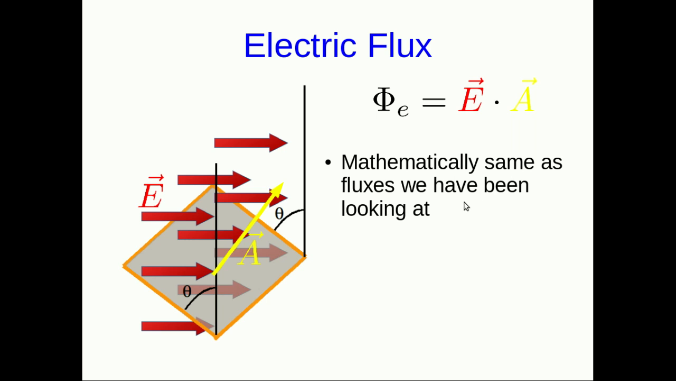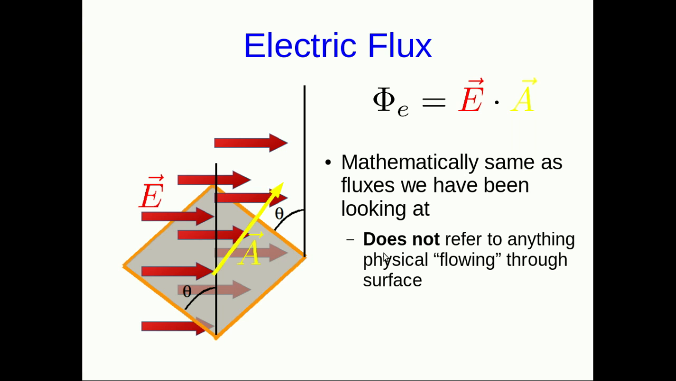However, be very, very careful. The fluxes we've been looking at to develop an intuition for this talked about physical flows of stuff, air or musicians, through a surface. The electric field is not a flow of stuff. There's nothing moving here. And so the electric flux doesn't refer to anything physical flowing through the surface. It's in some sense how much field pokes through the surface, perhaps.